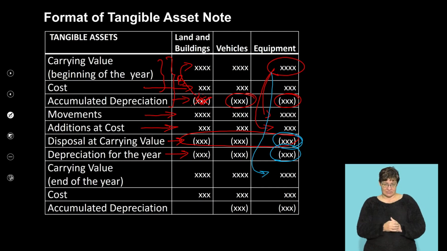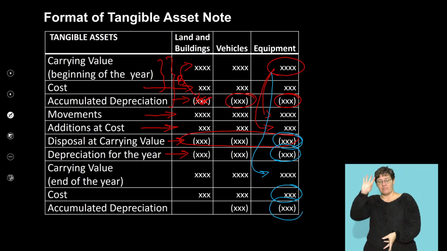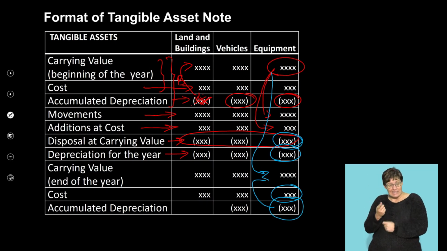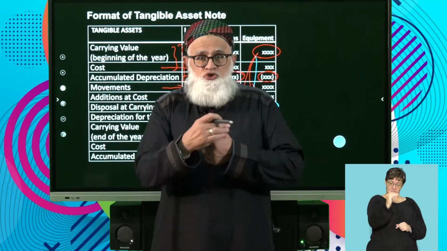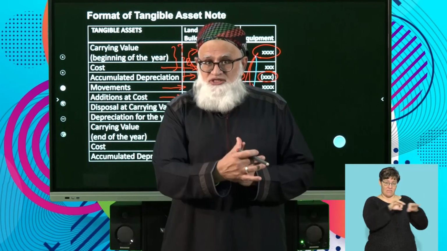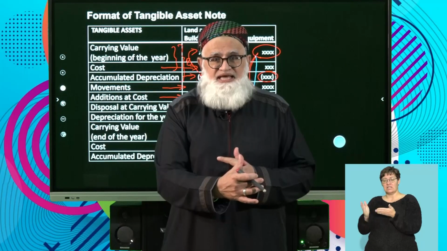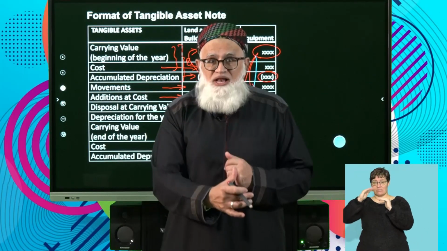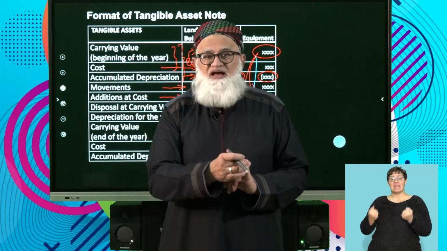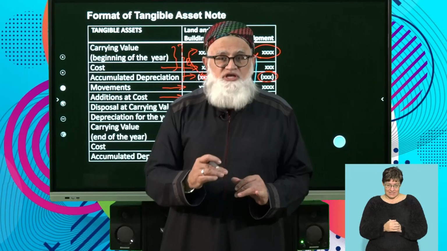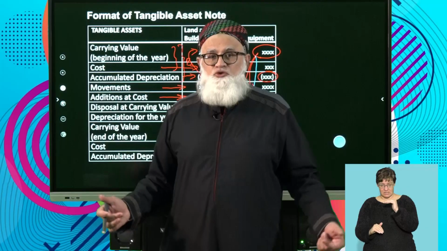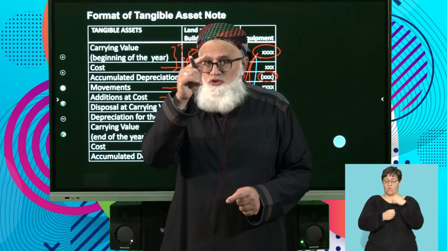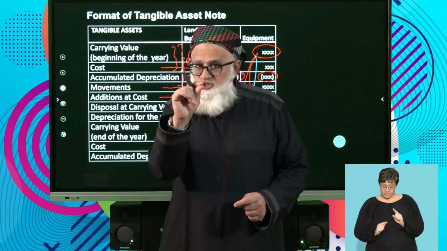Now, this is your check. You take your cost at the end of the year, subtract your accumulated depreciation at the end of the year, and that figure has to correspond with, working from top to bottom, your carrying value at the beginning of the year, plus your additions at cost, less your disposals at carrying value, less your depreciation, which gives you your carrying value at the end of the year. So cost price minus accumulated depreciation will give you your carrying value at the end of the year. Those 2 figures, when you're working top to bottom and bottom up, have to agree.